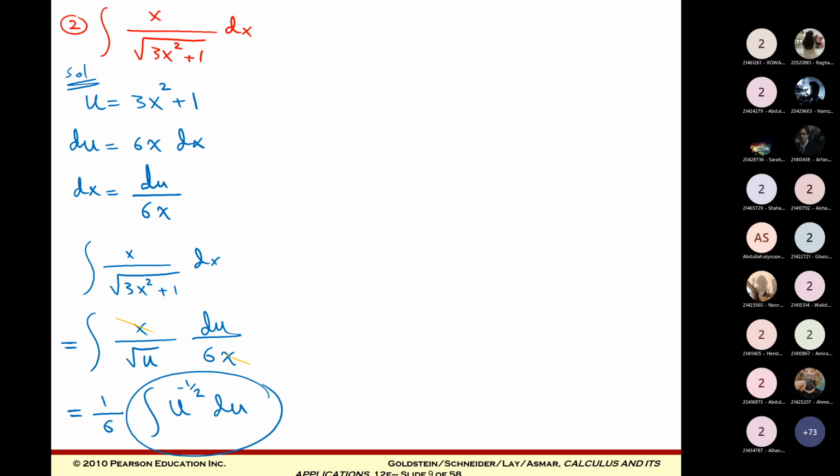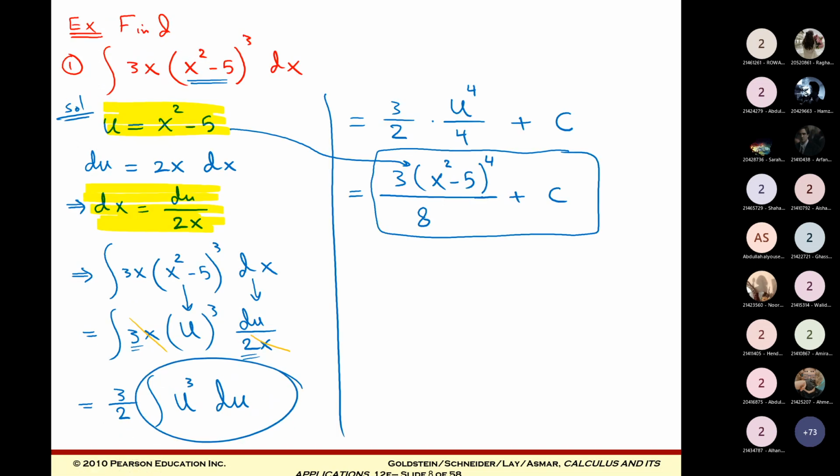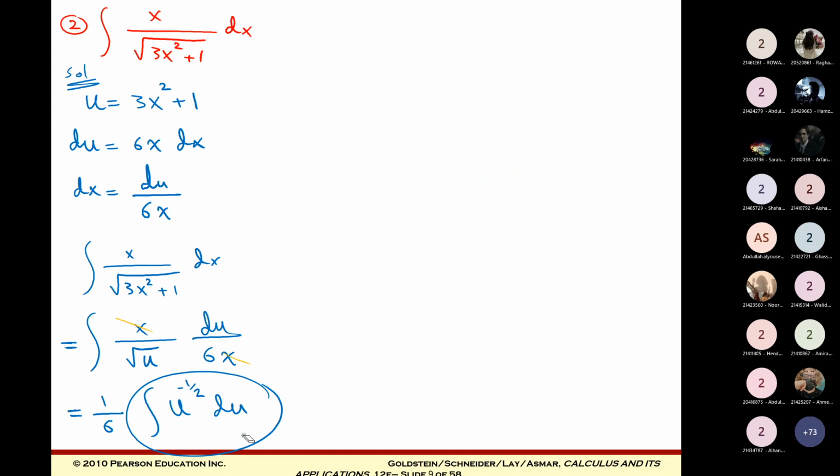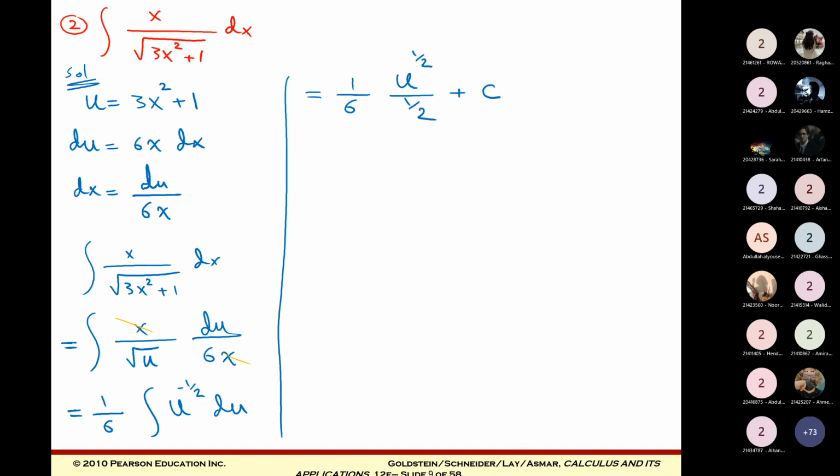Look at this integral: we have only u. We don't have any x, okay? Only u. So now we can find the integral. We add 1 to negative half, which gives half, so we have u to the power half over half, plus c. The denominator of the denominator becomes the numerator, so we have 2u to the power half over 6 plus c.